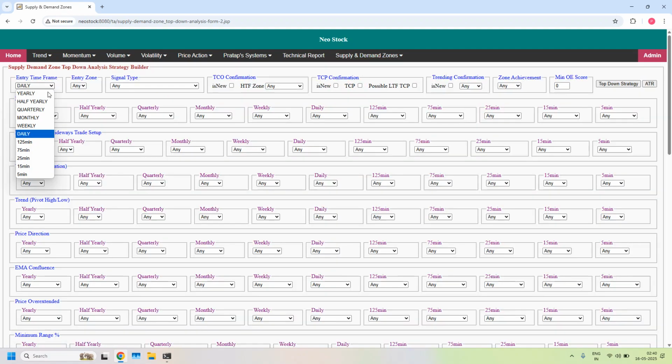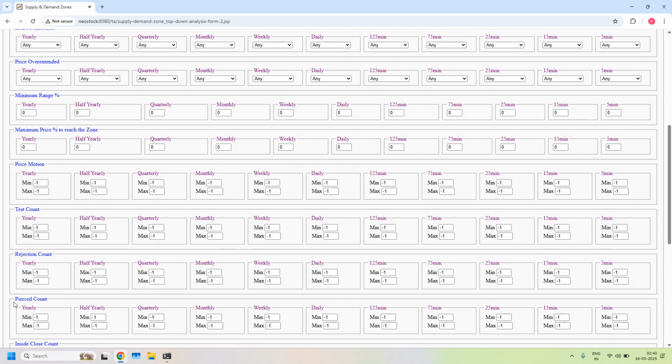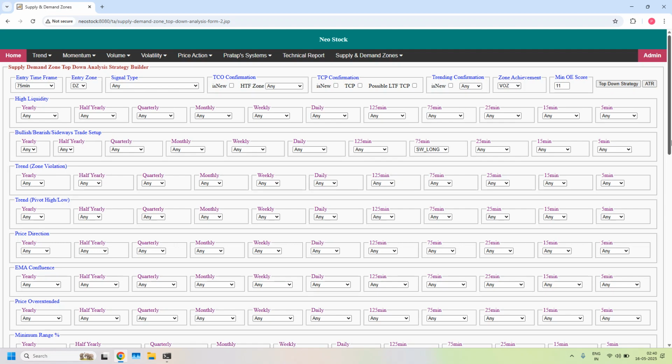Weekly income trade entry time frame 75 minutes, entry zone demand zone, and at 75 minutes I am selecting sideways long. Zone achievement VOZ, minimum order enhanced score 11, but the only additional filter I am adding is that the 75 minutes and below time frame should not have pierced zones for bullish and bearish. So that's why in the pierced count at 75 minutes I am setting minimum value 0, maximum value 0. Bullish or bearish or sideways, anything, the pierced count should not be there.